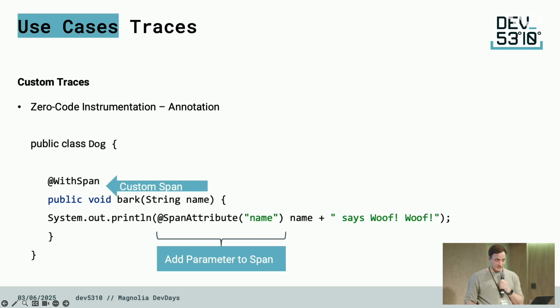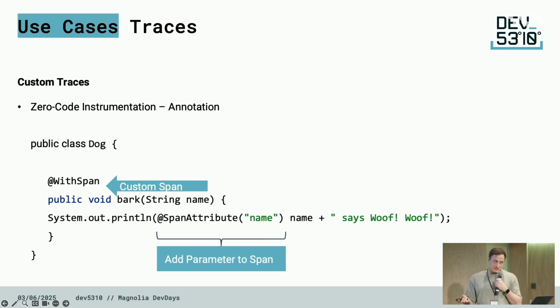That's where custom traces come into play. We need to enrich the trace with additional spans. How can we do that? The most simple way is zero code instrumentation. We create custom spans just with the span command and can also add parameters to the span, like attributes, which better describe the span.